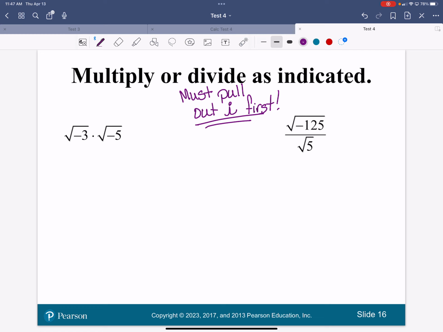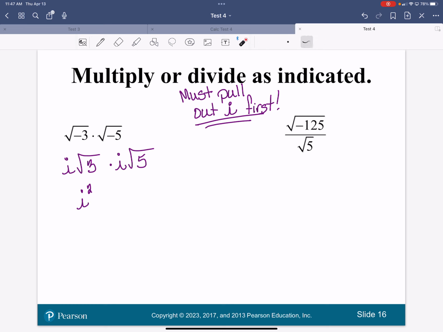So before I multiply, I'm going to have i square root of 3 times i square root of 5. Okay, I must pull that i out first. Okay, what is i times i? i squared. Okay, and we'll deal with that i squared in just a second.